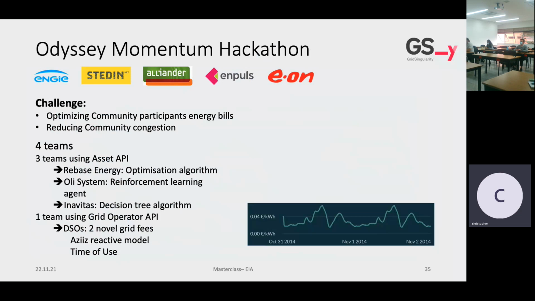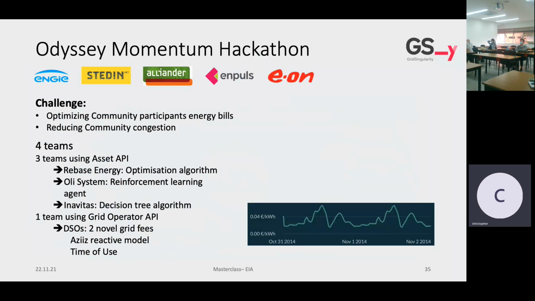3 of them were using our asset API in order to optimize the trading strategy by placing optimized bids and optimized offers. And each of those teams was managing the assets for a whole community. So they were managing 68 assets.